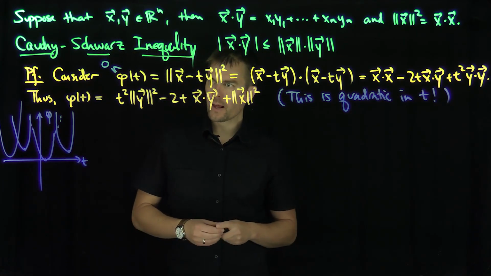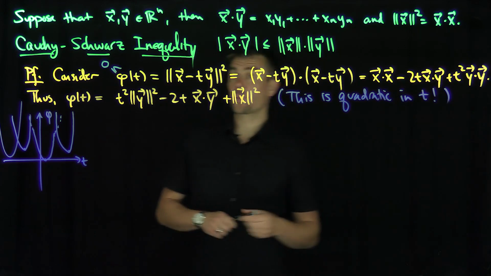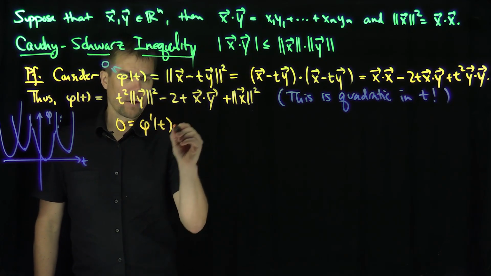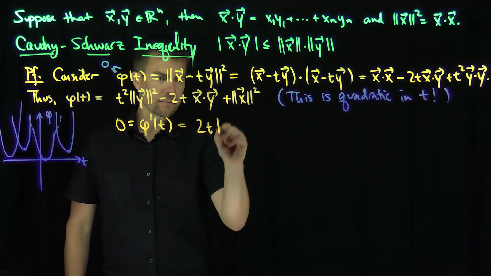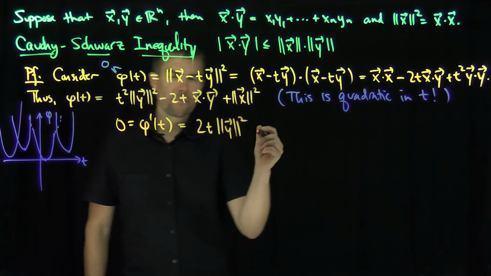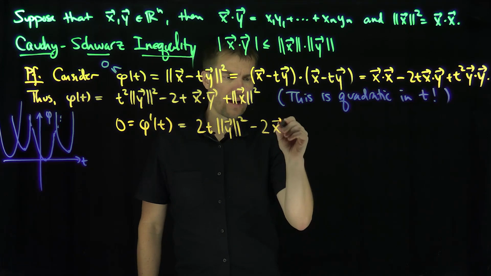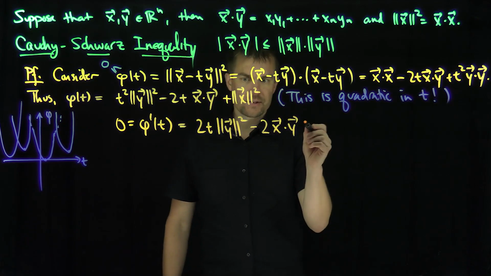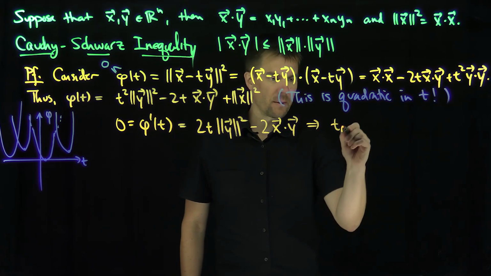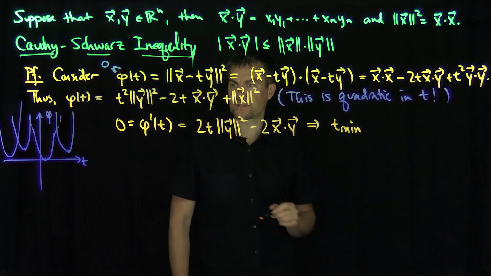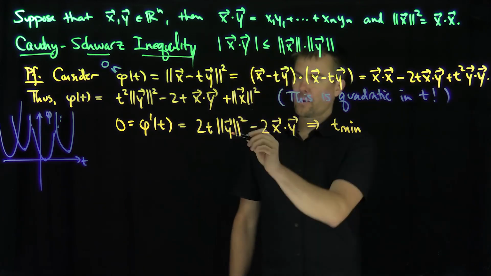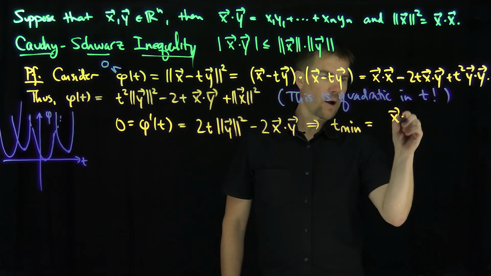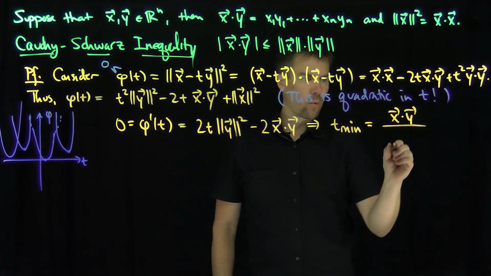Great. And so where does the minimum occur? Well, the minimum occurs when the derivative is equal to 0. So let's set the derivative equal to 0, and this will allow us to find the minimum. The derivative is 2t times the length of y squared, minus twice the inner product of x and y, or the dot product of x and y. Solving this tells me that t minimum, the t that minimizes phi, is exactly equal to x dot y over the length of y squared. The 2's cancel out.